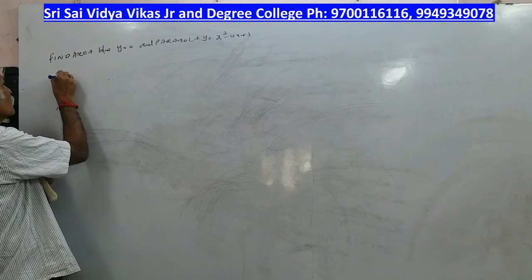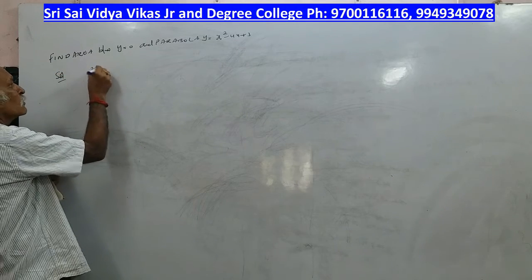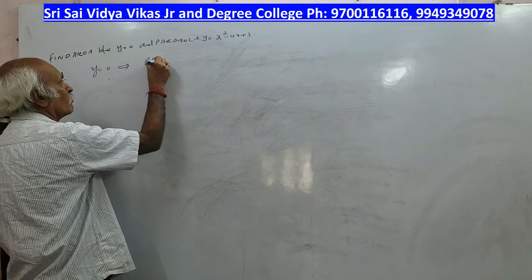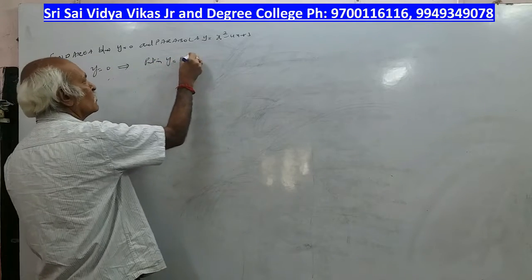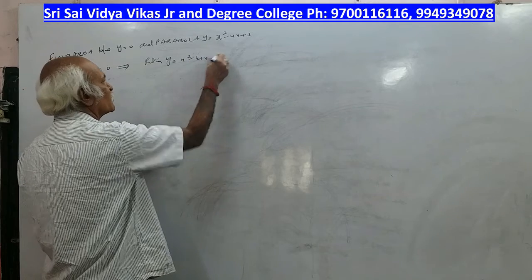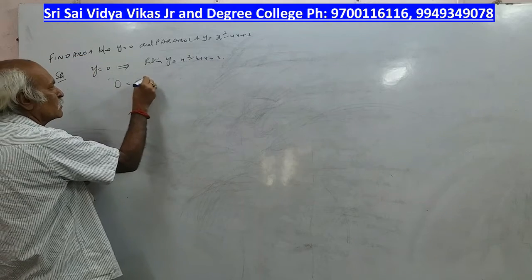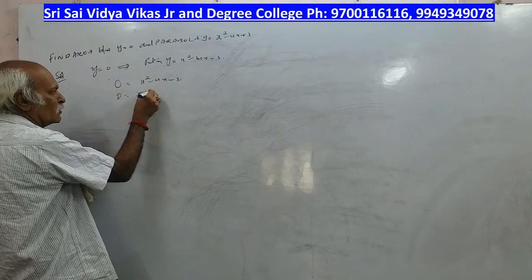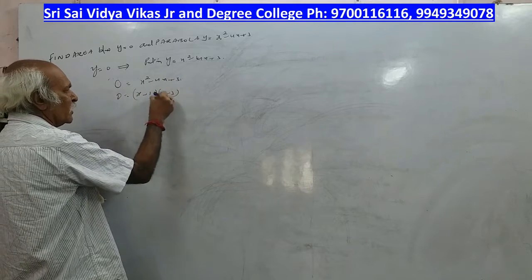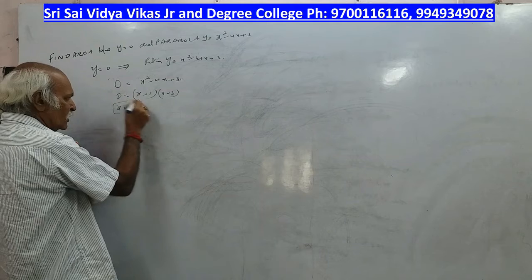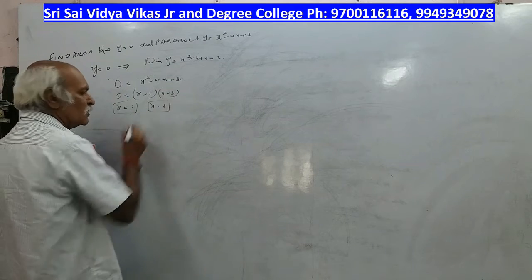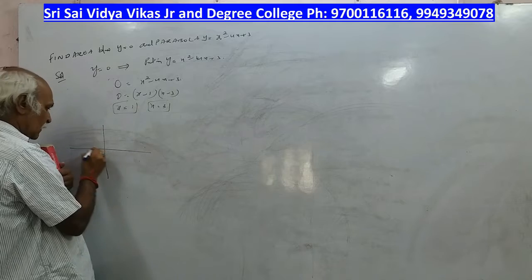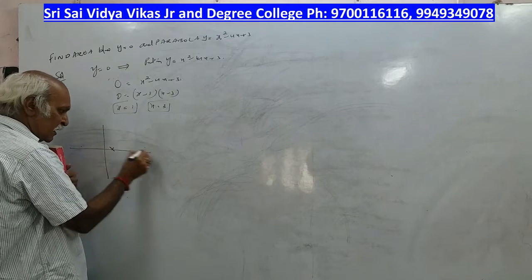Now the solution. First y is equal to 0, therefore we have to put it in y is equal to x square minus 4x plus 3. So 0 is equal to x square minus 4x plus 3. 0 is equal to x minus 1 into x minus 3. So what is the x value? x is equal to 1, x is equal to 3. Now we got the endpoints. Now we have to draw the curve. Here 1 and 3.